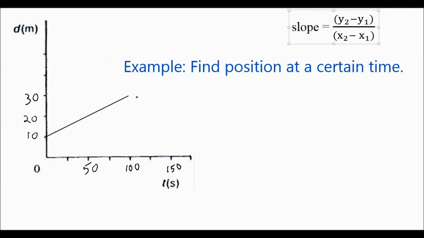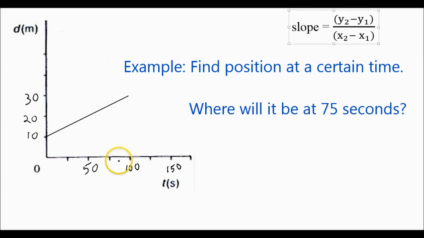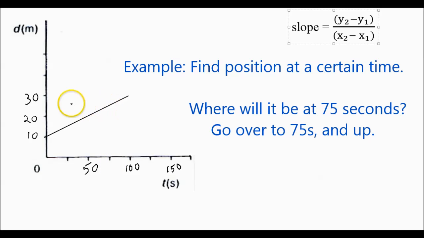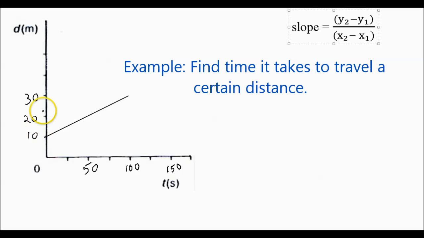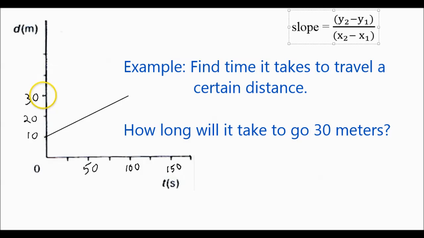As an example, to find the position, where will this object be at 75 seconds? Well, all you have to do is go over 75 seconds and up to approximately 25 meters. So you know at 75 seconds, it will be 25 meters away. You can also do the opposite. How long will it take an object to go, say, 30 meters? So you go over to 30, and you see that it would take 100 seconds to get to 30 meters.